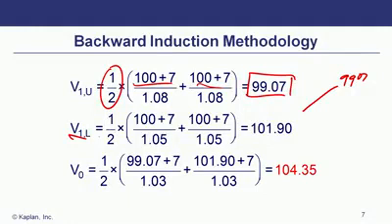Right? And then we're going to go through and do the same thing for the down state at time 1. So it's still 107 and 107, but now we're discounting at 5%. Okay, so discount it back, take account of the fact that it's a 50% probability. The down state at time 1 is going to be 104.35, right?